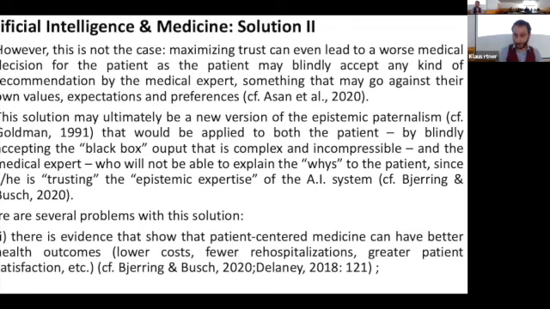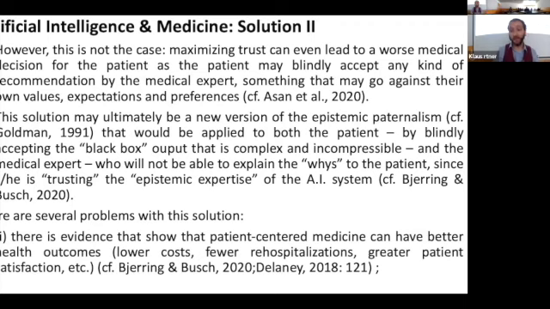Why? Because, again, the trust gap happens on two levels. The first level is the trust that the patient can have in doctors, but also the trust that doctors can have in the medical process itself. Although this is an interesting solution, I think there are three specific problems with it.